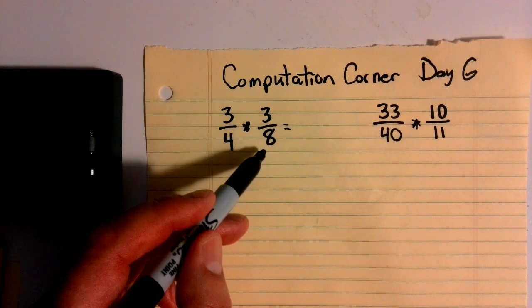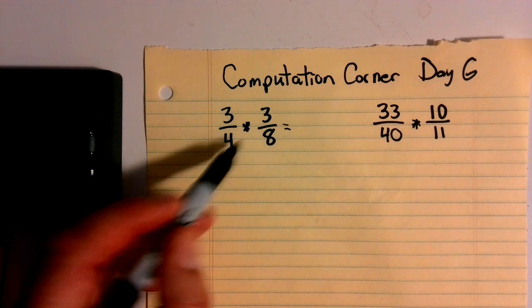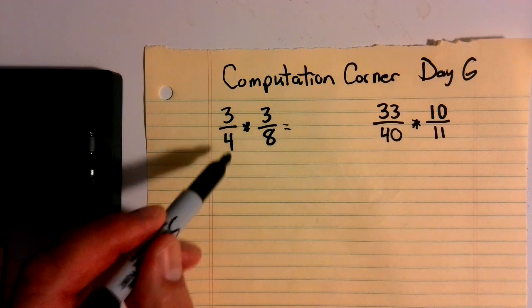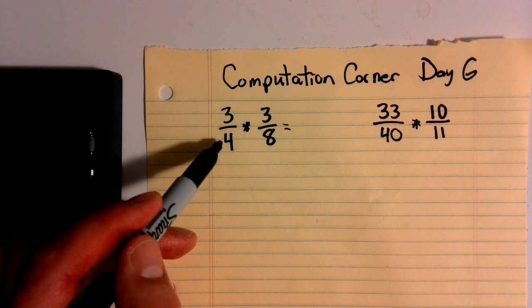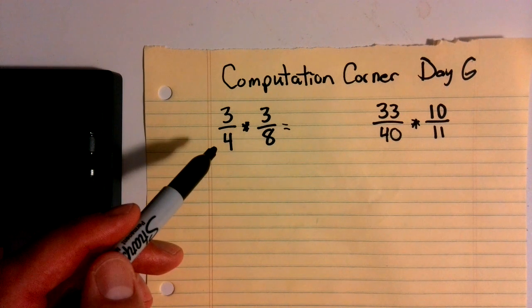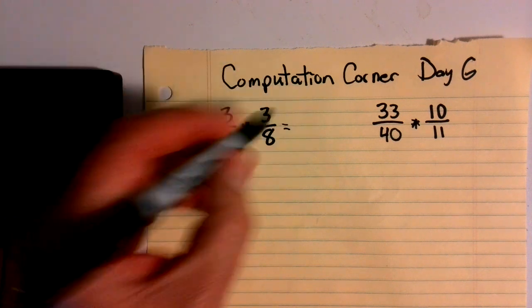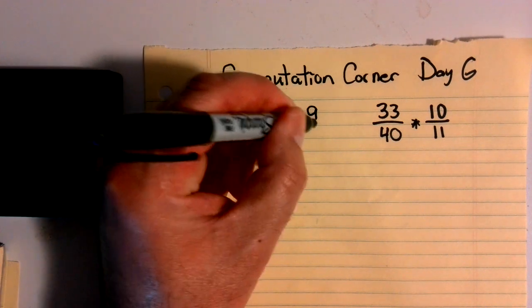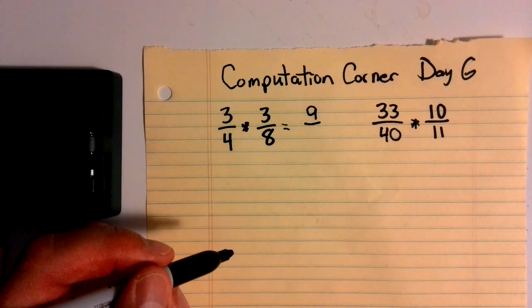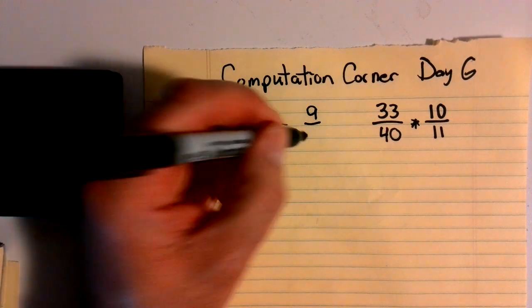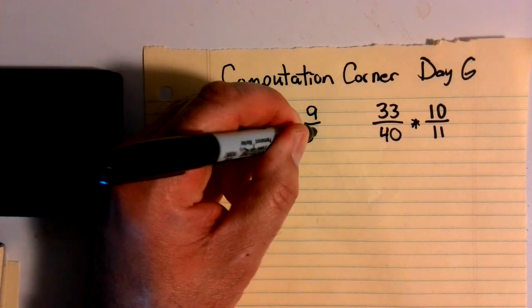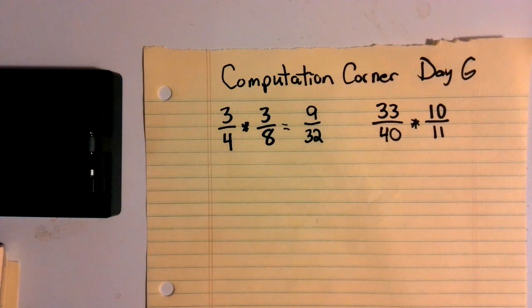We can multiply straight across, unlike adding and subtracting fractions. We do not have to get a common denominator, and we don't just work with the numerator. We're actually going to be multiplying across the numerator and the denominator. For example, for 3/4 times 3/8, we're going to multiply 3 times 3, and we're going to get 9. And then we're going to multiply 4 times 8, and that's going to be 32, just like that.